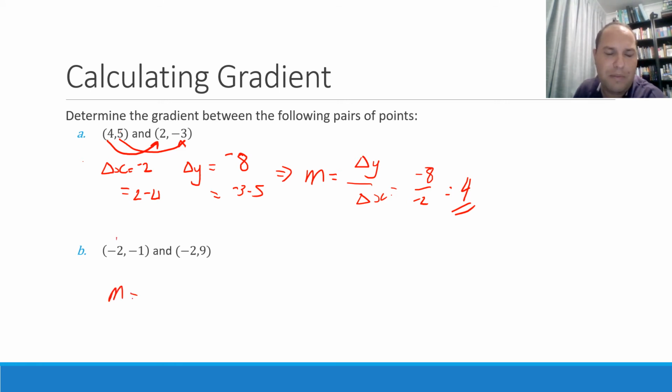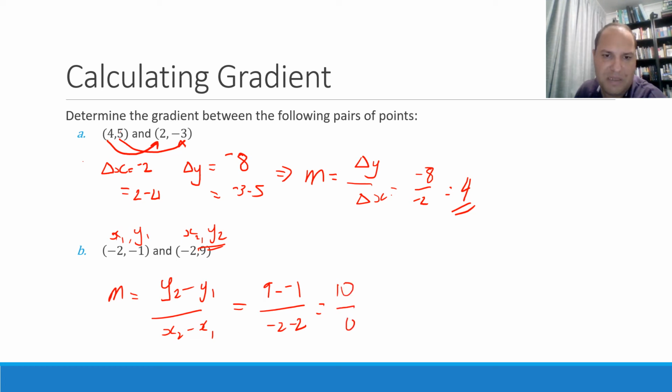Now in this last one, let's apply our formula this time. So we've got m equals y2 minus y1 over x2 minus x1. Now the key thing with using this formula is to make sure x2 and y2 are with the same point, and x1 and y1 are with the same point too. Then substituting those values in, y2 is 9 minus -1 over -2 minus 2. So that means we've got 10 over 0. We can't do 10 over 0. That must mean our gradient is undefined.